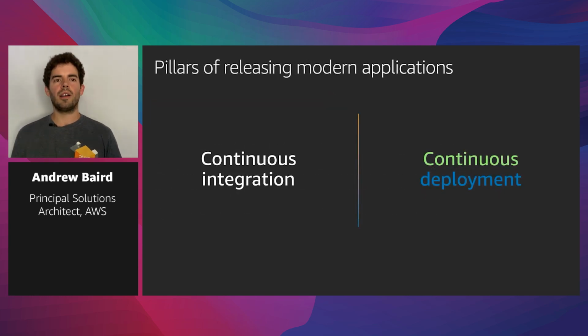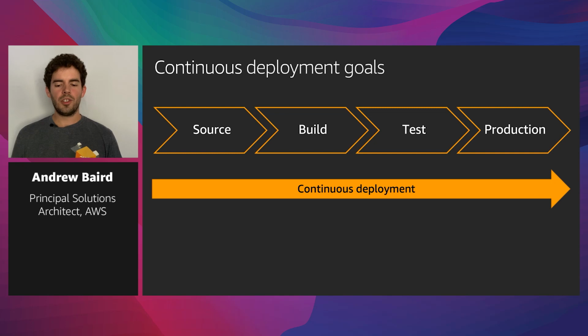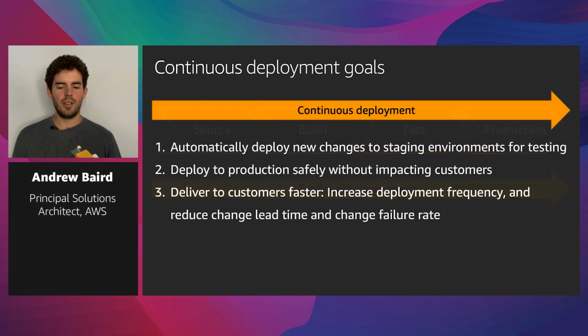Now let's talk about continuous deployment. So what to do with those ready-to-be-deployed built artifacts, and how to introduce them into an environment. So continuous deployment for us is about automatically deploying changes as they're checked in through all of the build and test cycles all the way through to production.